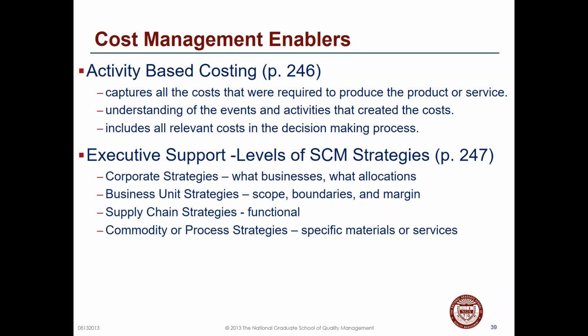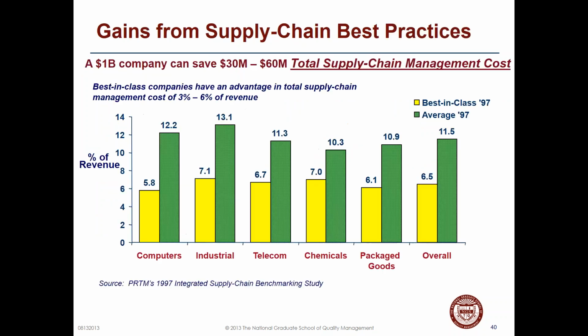That helps you as an organization to understand all the costs associated with any activity, right? And then you could look at those exact support levels of supply chain strategies, right? What's going on in your organization, those corporate strategies, those business unit strategies, those supply chain strategies. There's got to be a correlation there, right? The commodity or process strategies that we talked about, consolidated material. Again, read the textbook. Handfield goes into a lot of detail on that.